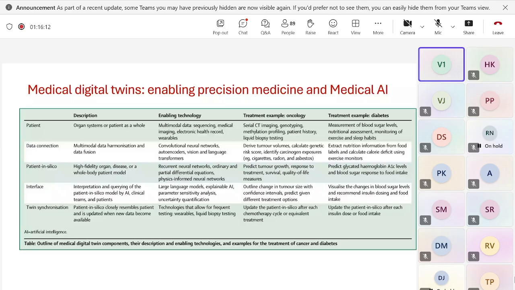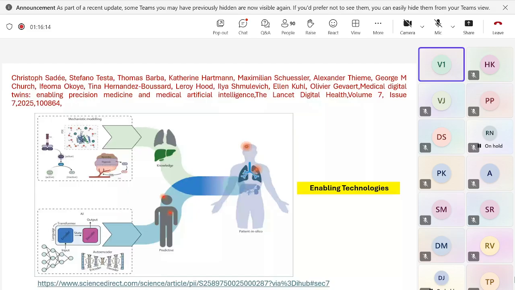And this is another article taken from the Lancet Digital Health Journal, which is a recent journal, volume 7, 2025, with the title, medical digital twins enabling precision medicine, medical AI. There we could see the knowledge component, and how this is getting onto the patients in silico, then how it is going to be predictive, what the models are going to be, how many layers of CNN network, how I am going to use the dataset, how I'm going to collect it.